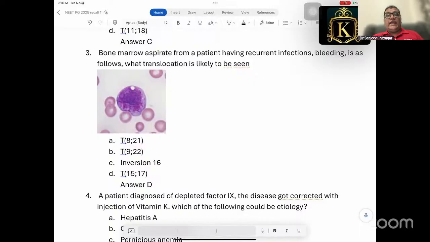8-21 will be seen in AML M2, where occasional Auer rods and granules will be seen. 9-22 is seen in CML or even in ALL as well. Inversion 16 is seen in AML M4 with eosinophilia.